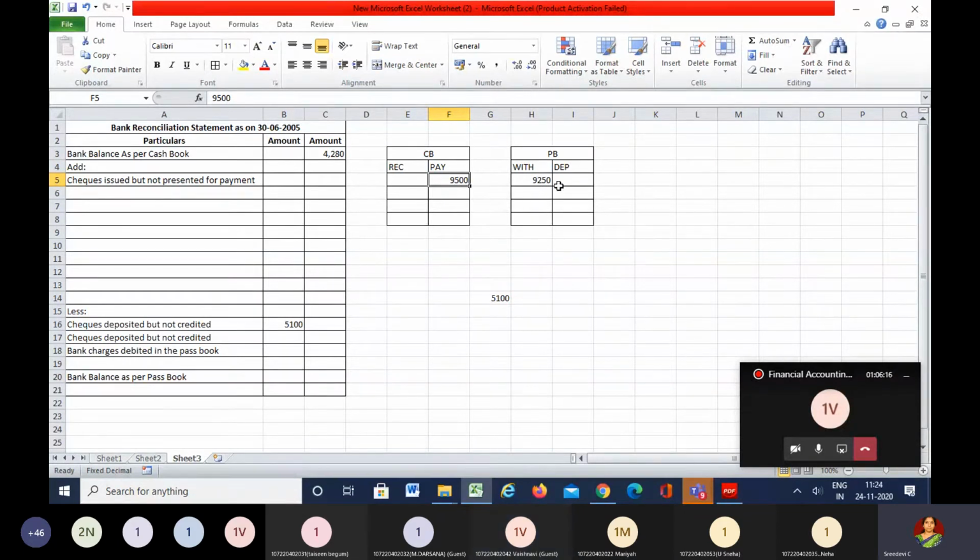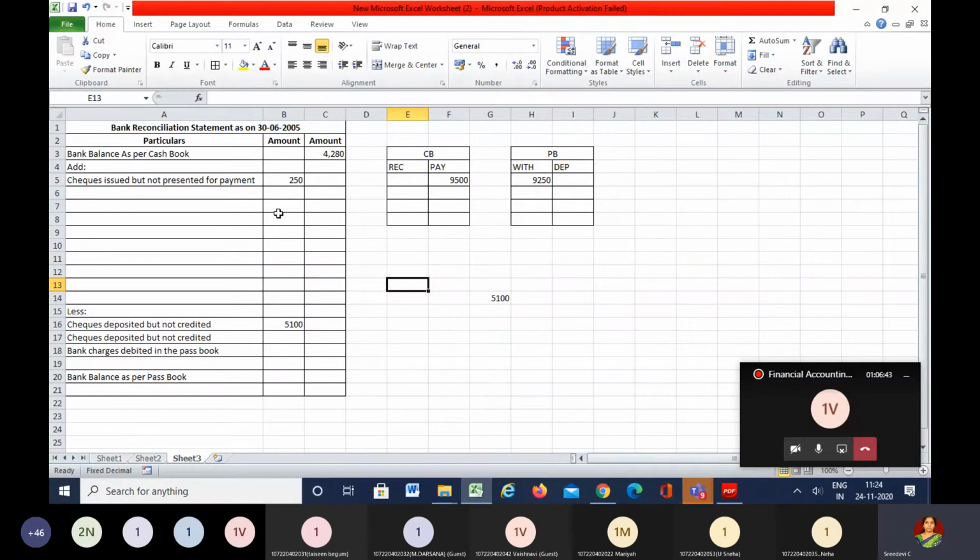Both the amounts, just try to compare. To understand what will be the effect of this amount on the balance: the cash book payment is more than the passbook payment, right? So the cash book balance will be less and the passbook balance will be more. So we should add. Checks issued but not presented for payment will be 250 rupees. That is the difference amount.